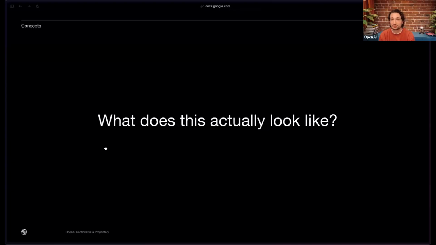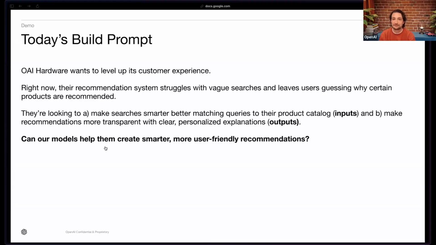Awesome. So these are interesting concepts, but what does this actually look like? Let's take a hypothetical example and see it in action. For today's prompt, I'd say this is inspired by some real conversations we've had with some of our retail and media customers with similar problems that they face. So this company, OAI Hardware, currently struggles with some vague searches, and users are confused as to why certain products are recommended to them.